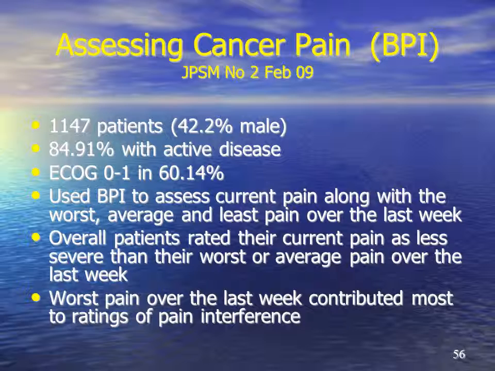So they used the BPI to assess current pains along with their worst, their average, and their least pains over the last week. Overall, patients rated their current pain as less severe than their worst or average pain over the last week. The worst pain over the last week contributed most to ratings of pain interference, that is, interference with things that they needed to do. It may include sleeping or just activities.